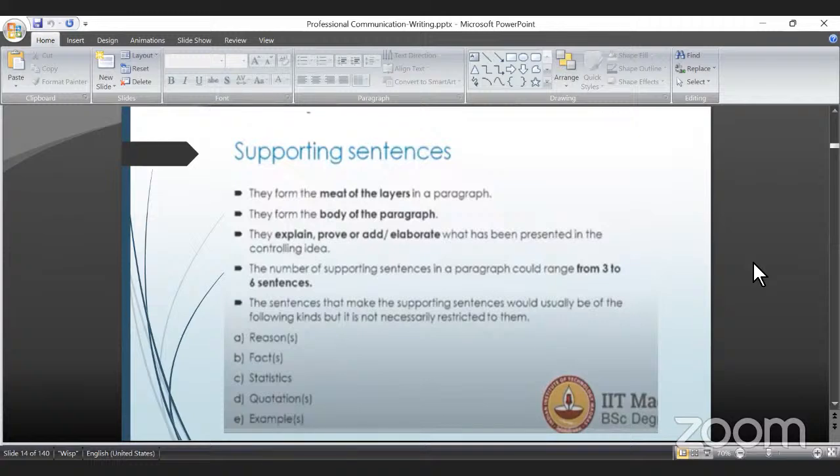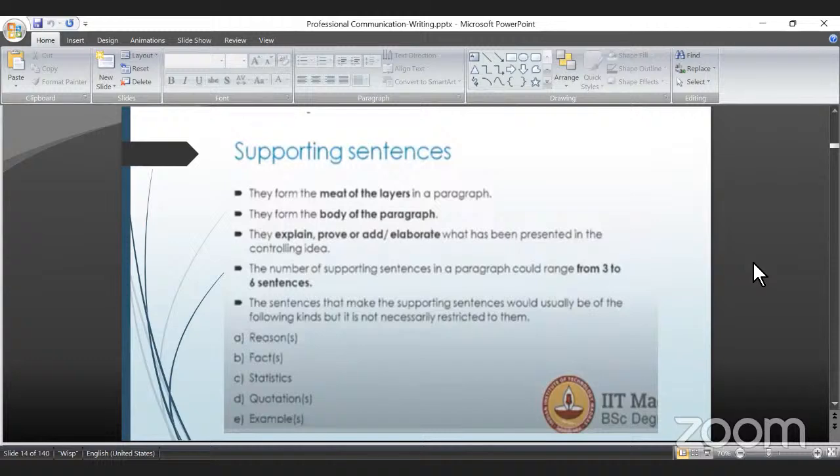Okay, so let's start. Supporting sentences are a very important part of any paragraph, or as you see here, it's also referred to as the meat of the paragraph. So you have three layers, right? You have the topic sentence, the supporting sentences, and the concluding sentence. These three form the layers of a paragraph.